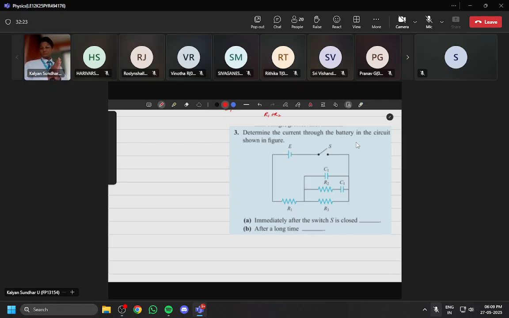Anyone, sir? First case, the expression for your current I will be equal to E by what? R? Correct, sir. Second case, R1 plus R3 will be right. What is the first case? T is equal to 0.